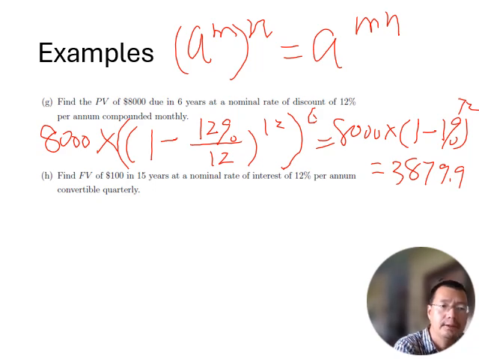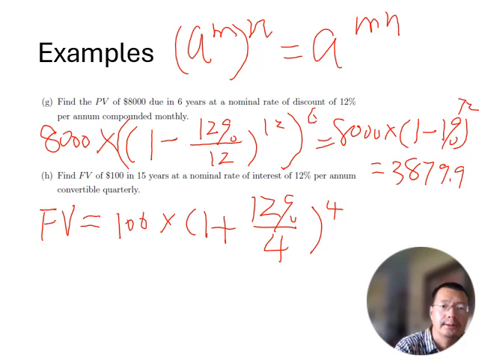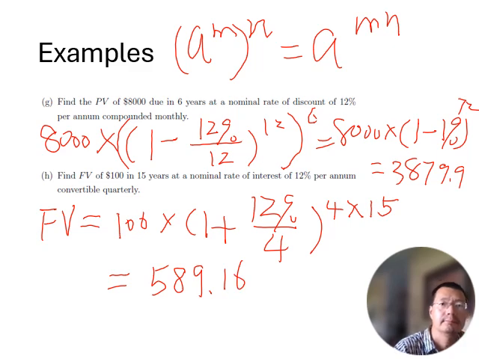Okay, next example, find the FV of $100 in 15 years at a nominal rate of interest of 12% per annum, convertible quarterly. Future value is equal to $100 times 1 plus 12% divided by 4 because it's quarterly, raised to the fourth power. Then it says in 15 years, so I will use the property of exponents, multiply 15. So you got 589.16. That's it for this.